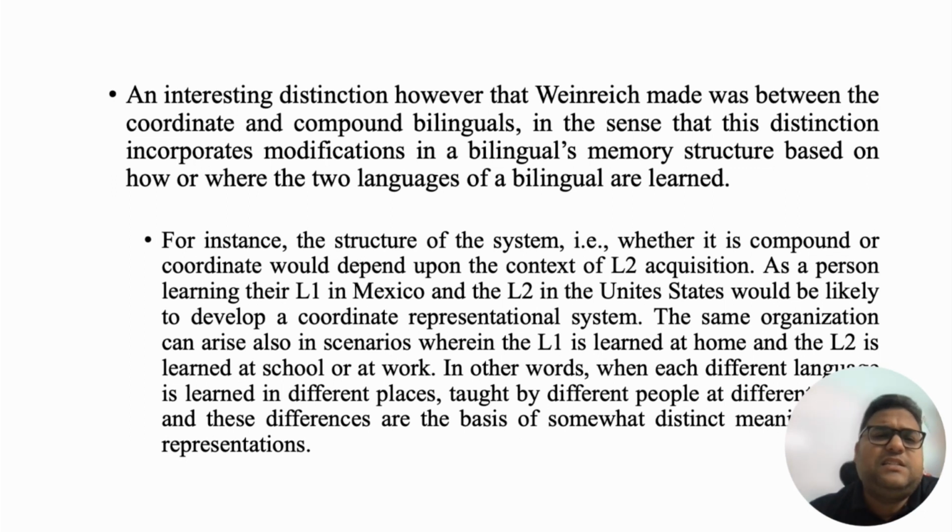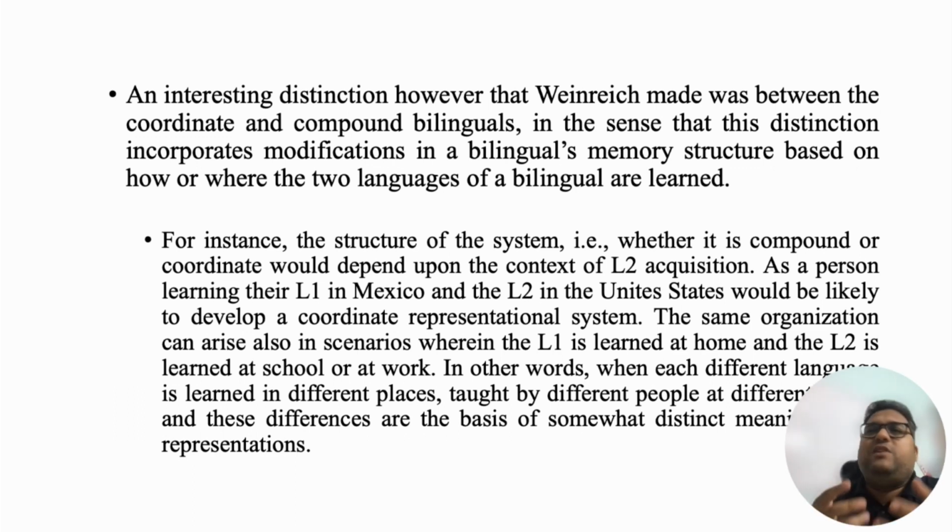Now, this interesting distinction that Weinreich has made between the coordinate and compound bilinguals incorporates the modifications of the bilingual's memory structure based on how and where the two languages of a bilingual are learned. Technically, you can see that the subordinate level is the slightly lower level or initial level of learning an L2, but coordinate and compound levels are two qualitatively different levels, although technically they are serving the same function. For instance, if you look at the structure of the system, whether it is a compound or a coordinate system, it would actually depend upon the context of L2 acquisition.